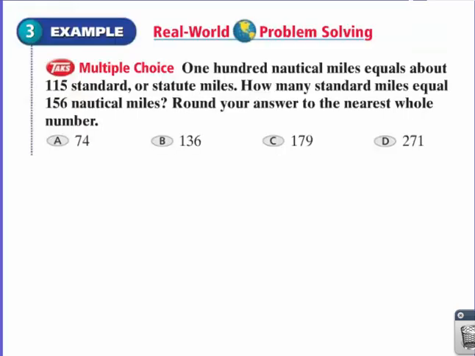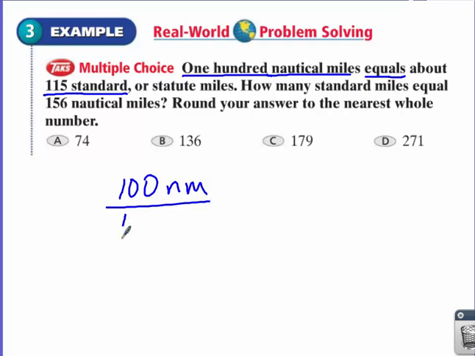So here is a problem that I want us to look at. It says 100 nautical miles equals about 115 standard or statute miles. How many standard miles equal 156 nautical miles? Round your answer to the nearest whole number. Well, when you're given a word problem, what we're looking for is a ratio that I know and a ratio that I'm looking for. So in this particular problem, it says that 100 nautical miles equals about 115 standard miles. That's a ratio I can count on. So I write that down. 100 nautical miles is the same thing as 115 standard miles.